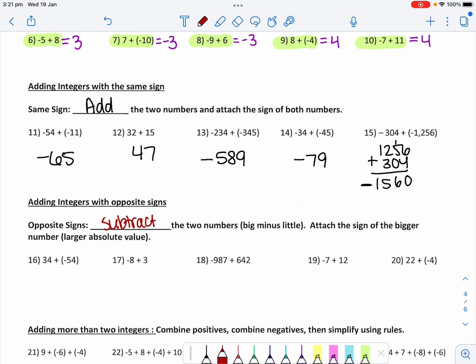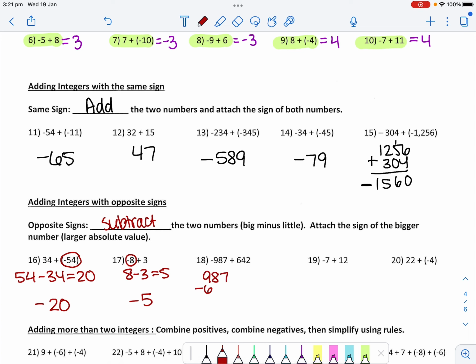So 34 plus -54, I'm going to do 54 minus 34, and I get 20. And because 54 is the negative one, the answer is -20. Negative 8 plus 3 is going to be 8 minus 3 is 5. And again, the 8 is the bigger number, so it's going to be negative 5.